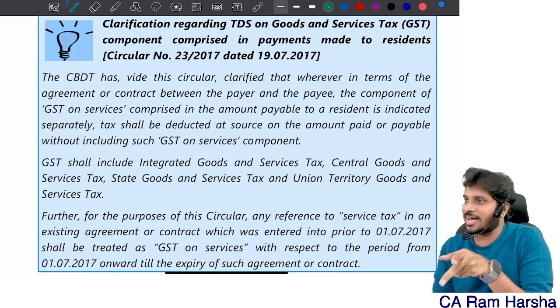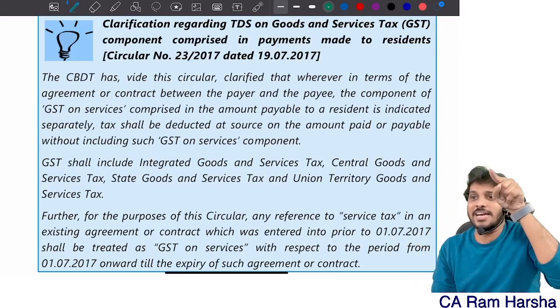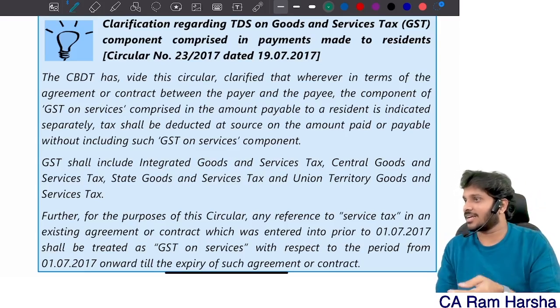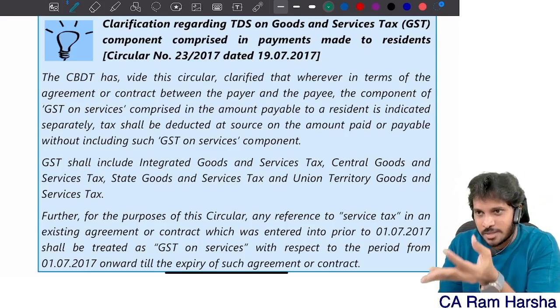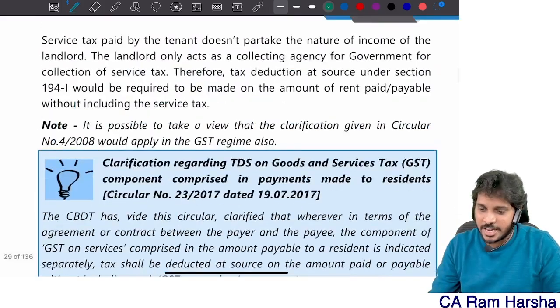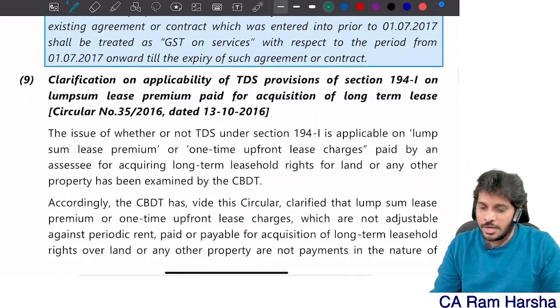Don't say less than 2 lakhs, 2,40,000, sir, no TDS. I am talking monthly rent. Getting it? So on 1 lakh only TDS will be applicable, whether you call it service tax or GST. This clarification originally was for service tax earlier. Later it was implemented to GST.